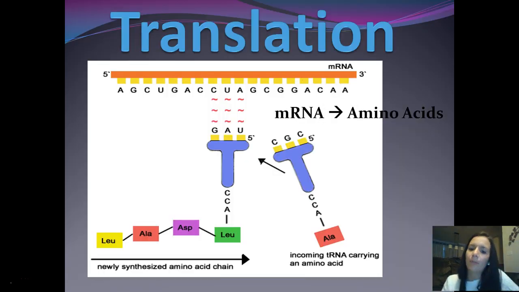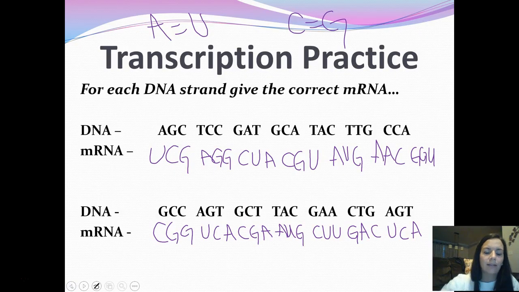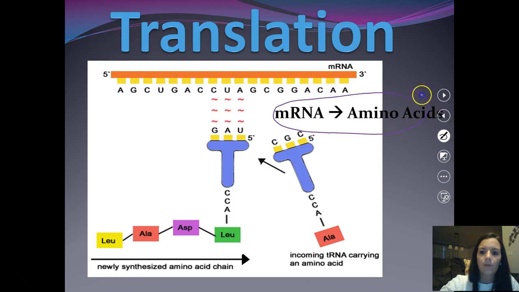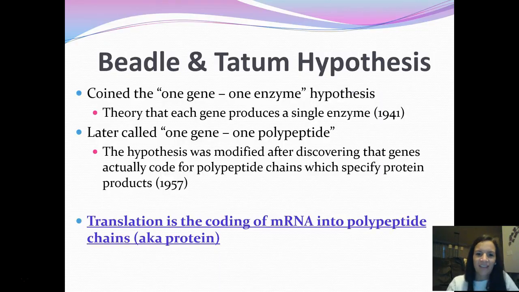The next step in the process of making a protein is called translation, and this is using mRNA to make amino acids. There's something you need to be aware of called the Beadle and Tatum hypothesis. So initially, scientists actually thought that it was one gene, one enzyme. And this is the theory that each gene produces a single enzyme. Now, this was in 1941. Later on, about 15 years later, they actually figured out that it was one gene, one polypeptide.